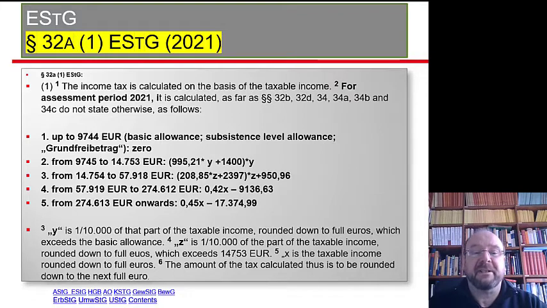We have a total taxable income of 100,000, so we have to look in bracket number 4 for any income between 57,000 and some minor euros up to 2,740,000. The formula is 0.42x minus a correcting factor of 9136.63. So the idea is x is the total taxable income. So the rule is take 42% of all the income.